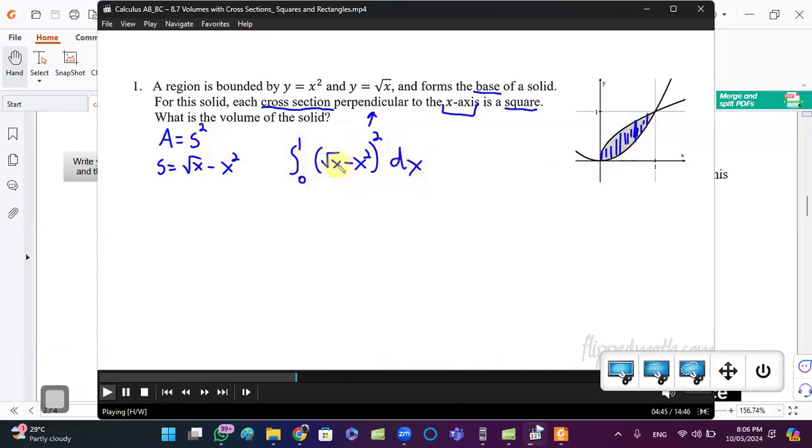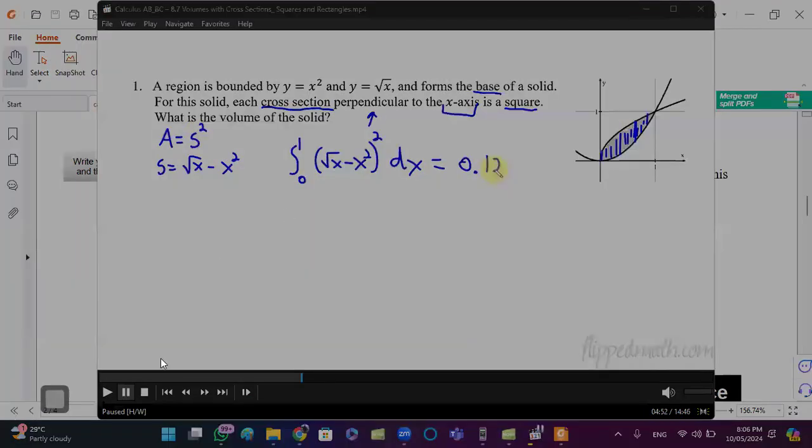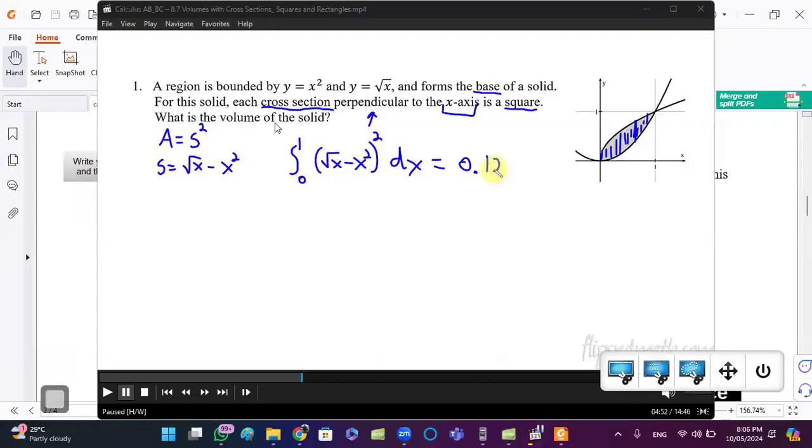So what we're practicing today is setting up the integrals. From here, you can use a calculator, and I already did this, so I know the answer is 0.12. Got my point? Again, the first step, you set up the distance. This distance means this part minus this part, and square the distance, because it will be area, because I have a square, correct? And all these squares, if I put them together, will make a cross section. The thickness of each square is dx.